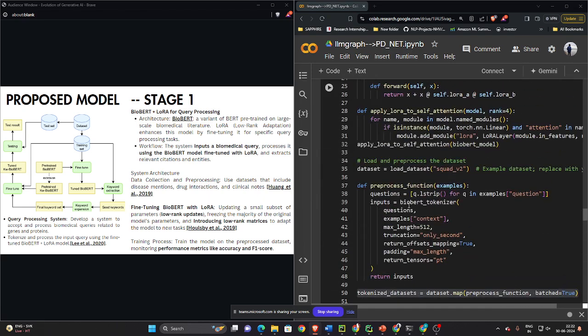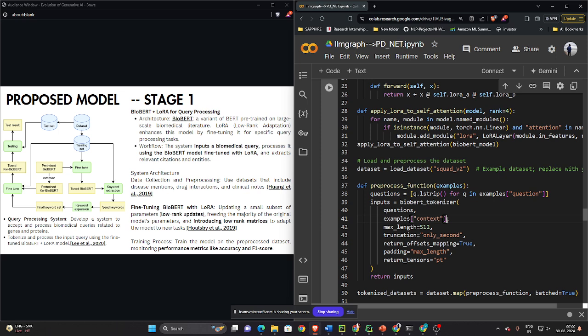This one was what I was talking of, when the BioBert tokenizer tokenizes all of this information from this data. This is here.